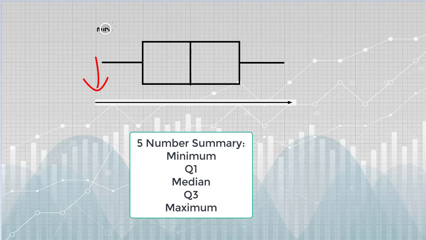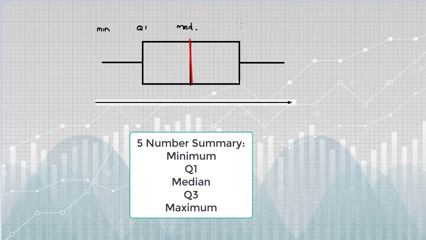You might sometimes see a little bar at the end of the whisker, but this doesn't mean anything other than to mark the end of the whisker. The first quartile, Q1, is at the far left of the box or the far right of the left whisker. The median is shown as a line inside the box.